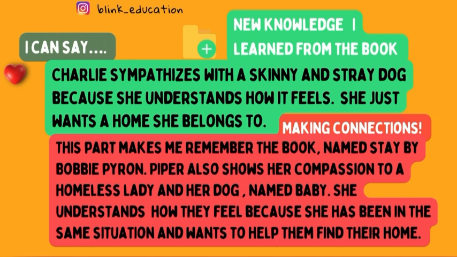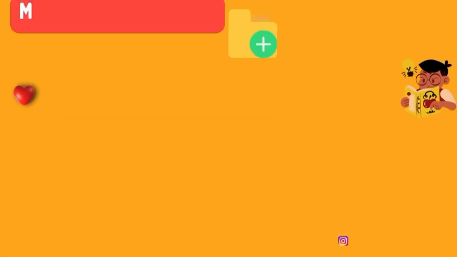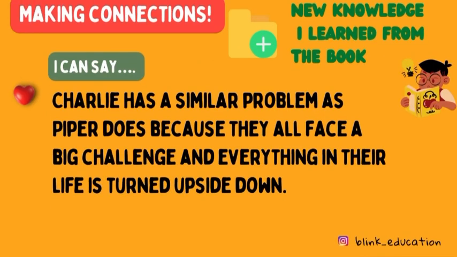The green box is the new knowledge I learned from the book. This reminds me of the book I read before. This part makes me remember the book named Stay by Bobby Pyron. Piper also shows her compassion to a homeless lady and her dog, named Baby. She understands how they feel because she has been in the same situation and wants to help them find their home. Let's see another example. I can say Charlie has a similar problem as Piper does because they both face a big challenge and everything in their lives is turned upside down.